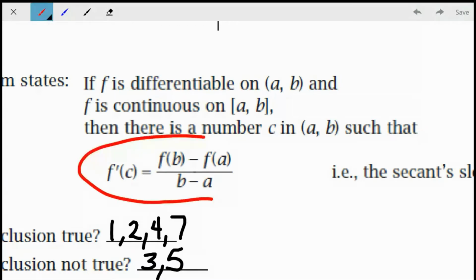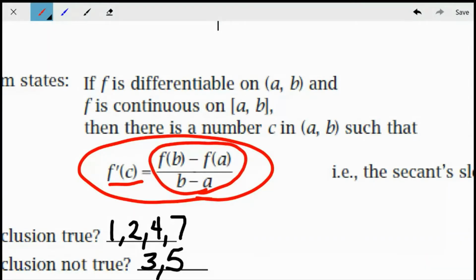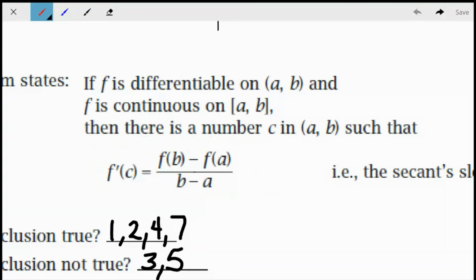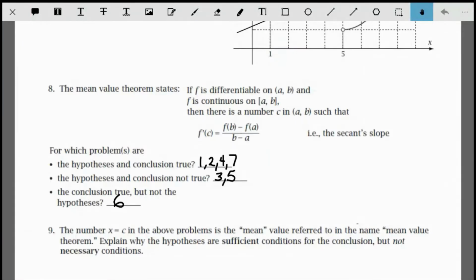Now remember, these are things that we were looking at on the graph. F prime of c is the slope of the tangent line to my function at any point. F of b minus f of a over b minus a, that's my average rate of change or my secant slope. So essentially that's saying that there is a point where the average rate of change is equal to the instantaneous rate of change within that interval.